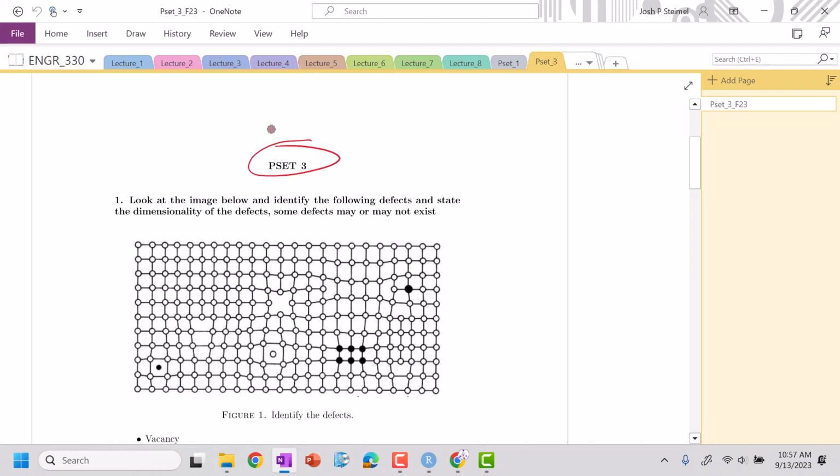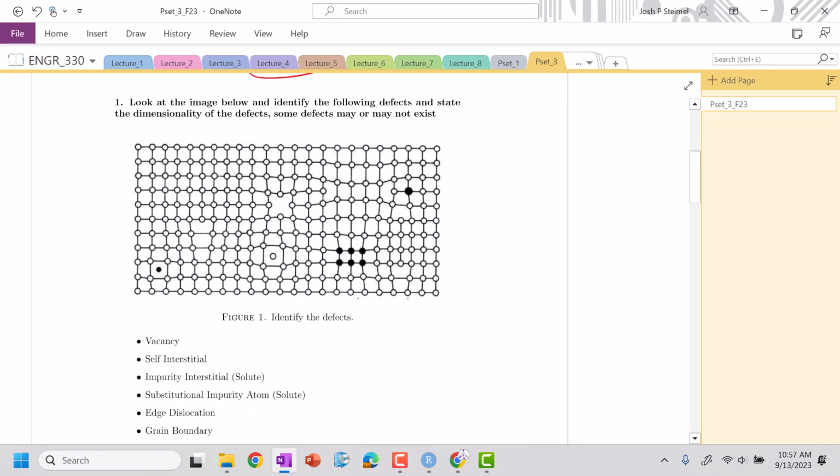Look at the image below and identify some of the following defects: vacancy, self-interstitial. These are all substitutional impurities. This looks like an edge defect. Again, the line doesn't continue to propagate, so edge defect here, edge defect here. What else? Edge defect here. This is an impurity interstitial.